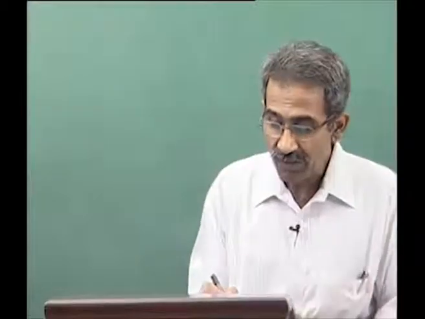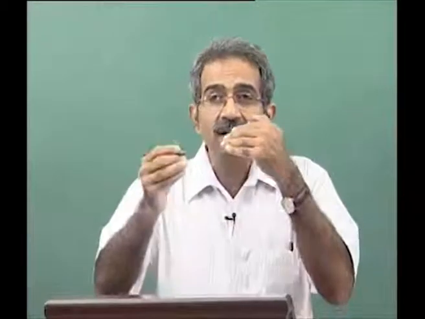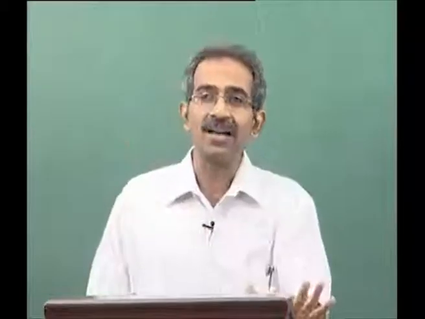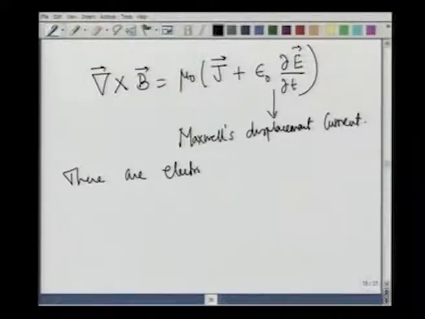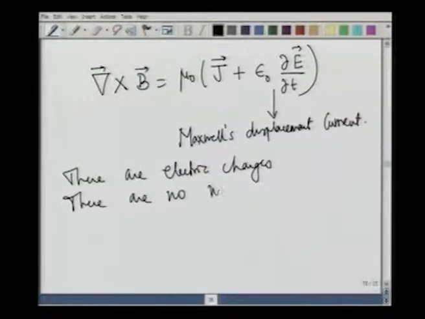How? Because we have established the symmetry to the extent that a time dependent magnetic field produces an electric field, a time dependent electric field can produce a magnetic field, but there the analogy ends. Even this analogy is actually incomplete. There are electric charges, there are no magnetic charges. This is the first contrast.